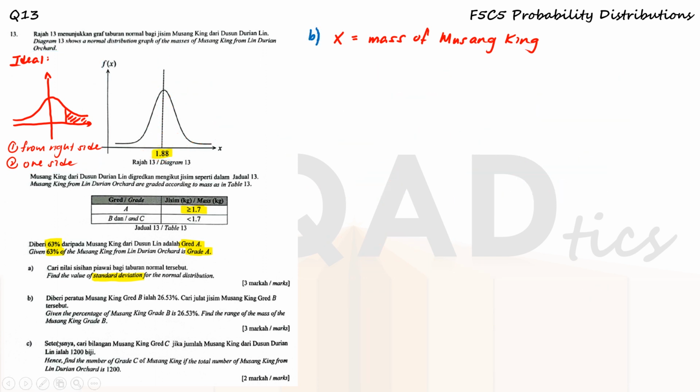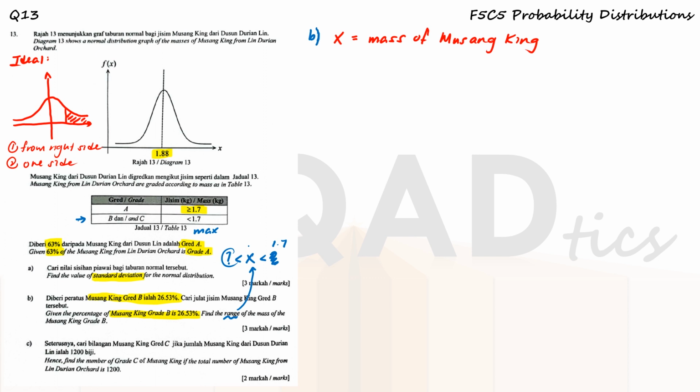For part B, we are given the percentage of Musang King grade B, which is this value, and we need to find the range of the mass if we want to consider the durian as grade B. So we need to find two values. What is the minimum and the maximum mass to consider that durian as a grade B durian? Okay, so if we look back to the table here, you can see that from this row it says grade B and C must be less than 1.7. So this is the maximum value, right? So this I'll change to 1.7.